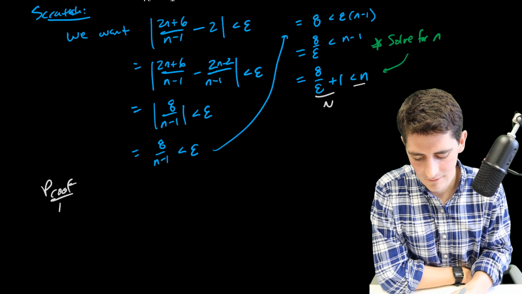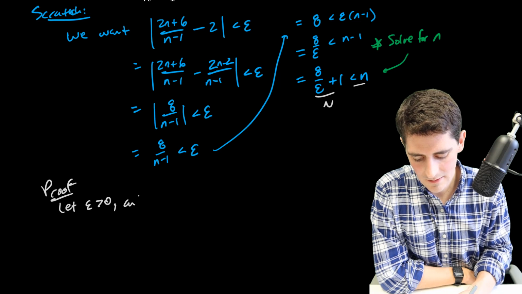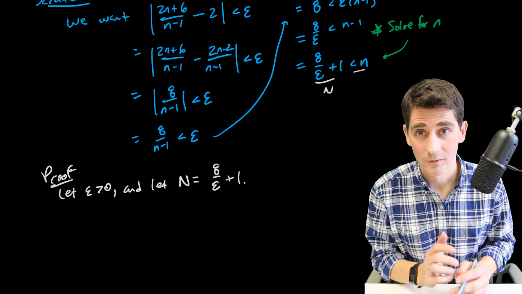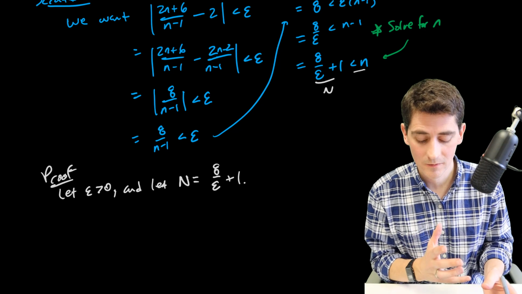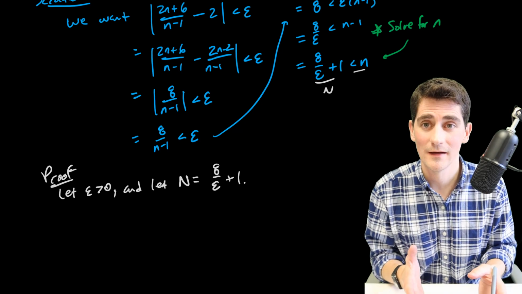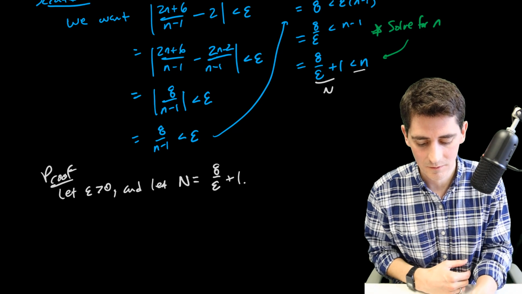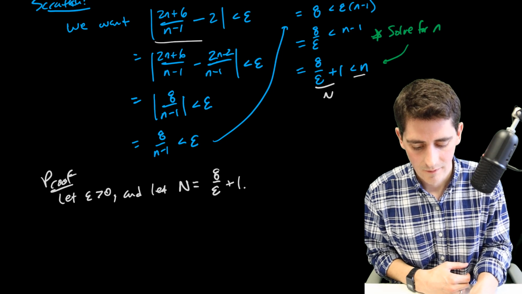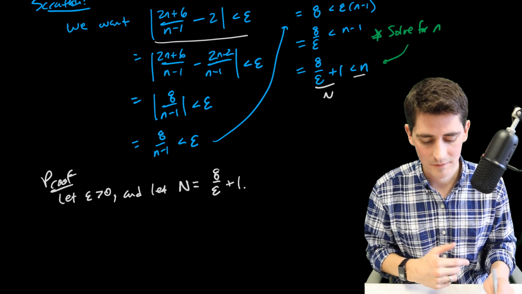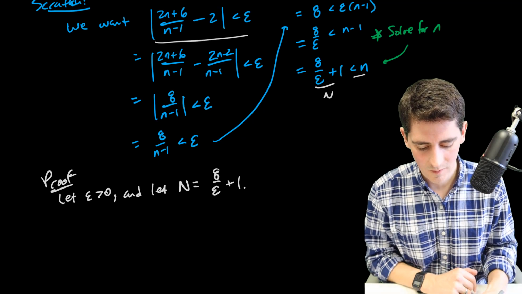We're going to let epsilon be greater than 0 and let capital N be 8 over epsilon plus 1. Okay, so once I have capital N is 8 over epsilon plus 1, I can use all this previous algebra to help me get this statement here that the absolute value of (2n plus 6)/(n minus 1) minus 2 is less than epsilon. Alright, so I'm just going to work my way backwards.